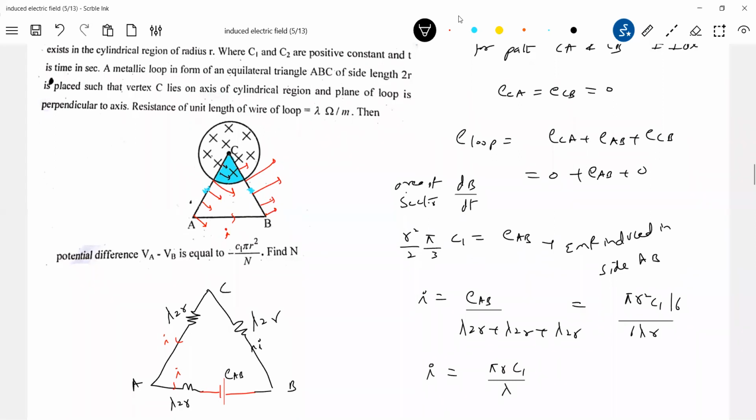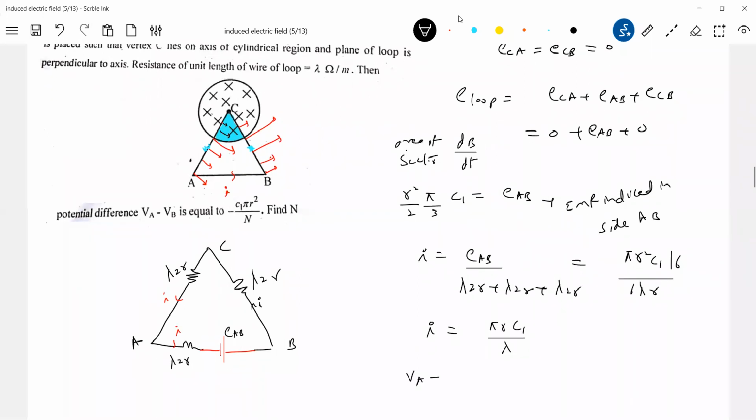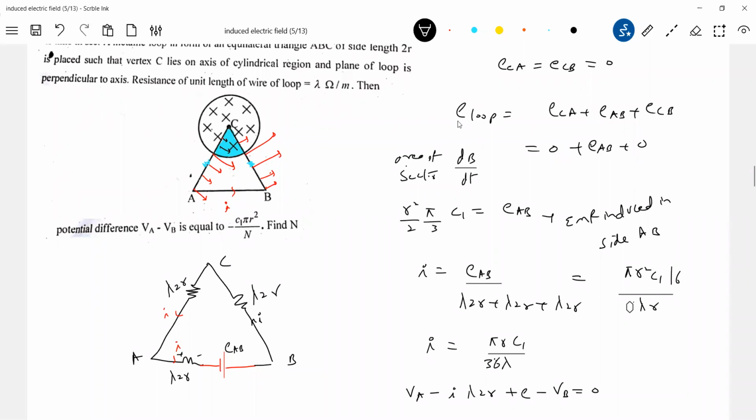Now you write the KVL equation. So V_A, positive negative, minus I into lambda 2r, plus C minus V_B equals 0. Here the lambda gets cancelled, so we'll get the expression for E.